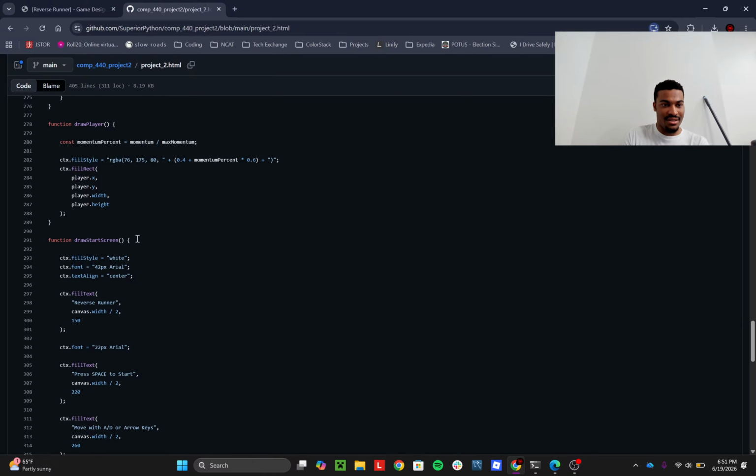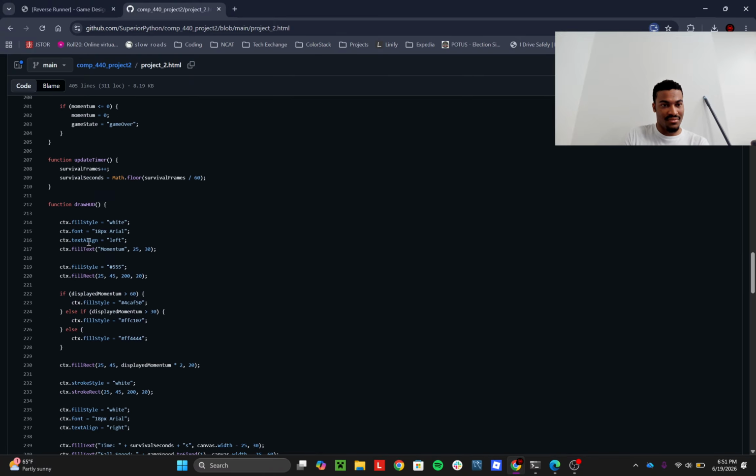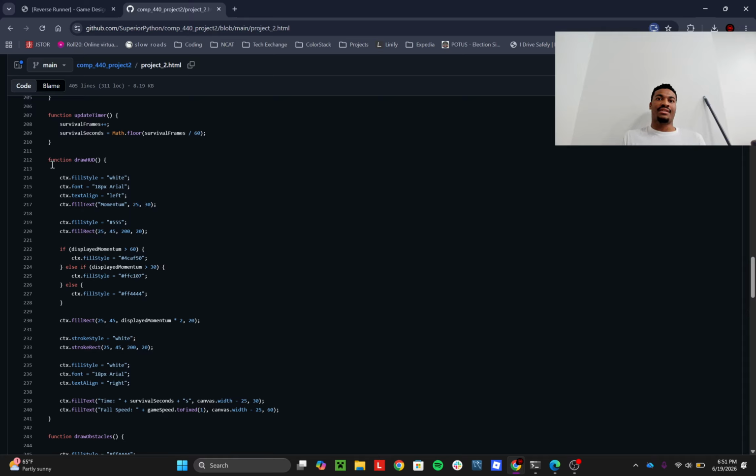Now for the HUD. The draw HUD function draws the user interface, which displays the momentum, the time survived, and the current obstacle speed. And the momentum bar, as you saw, changes colors based on the remaining momentum.